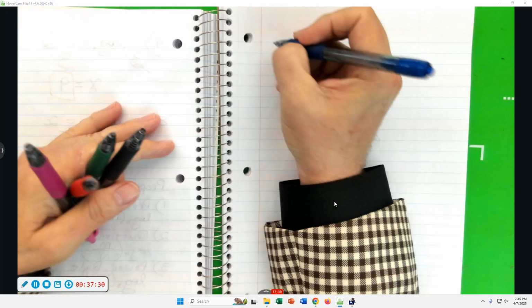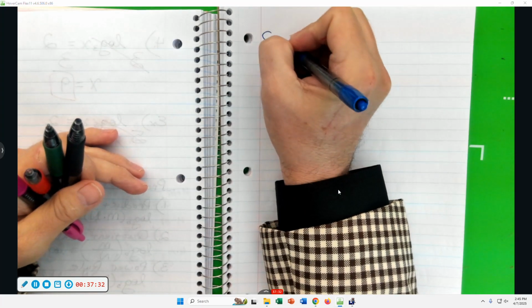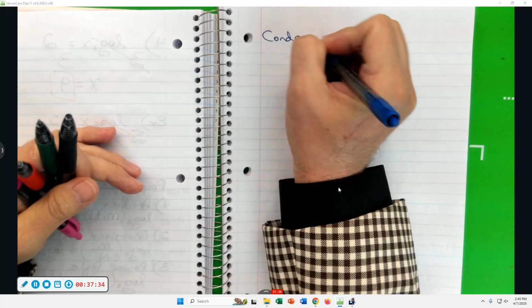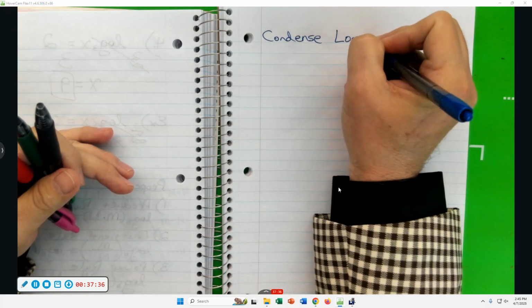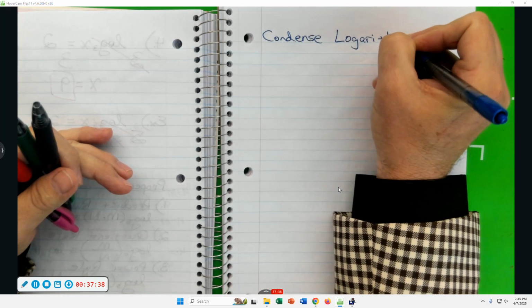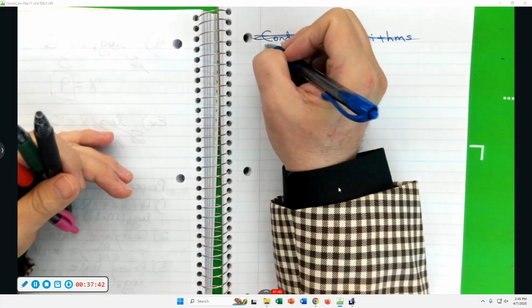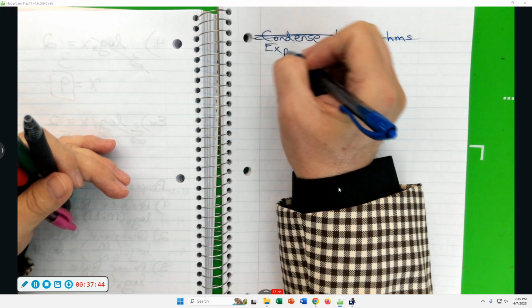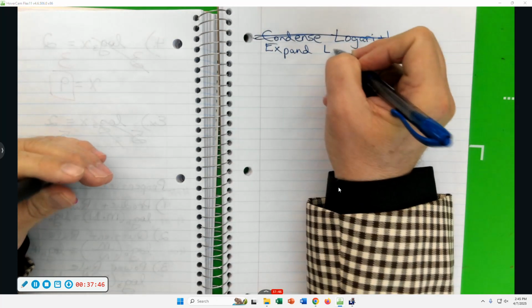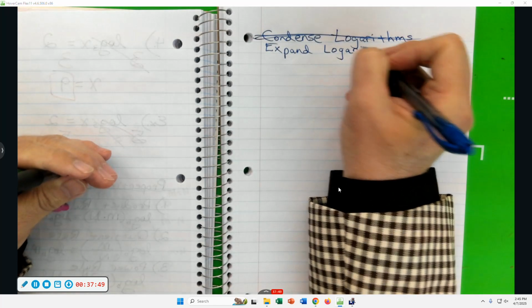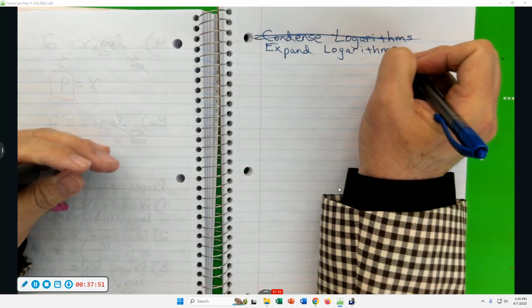Okay. First of all, condense logarithms. That's when you take 2 or more. No, you're not condensing. You're expanding. We're going to expand first. Take one logarithm and write a lot of different ones.